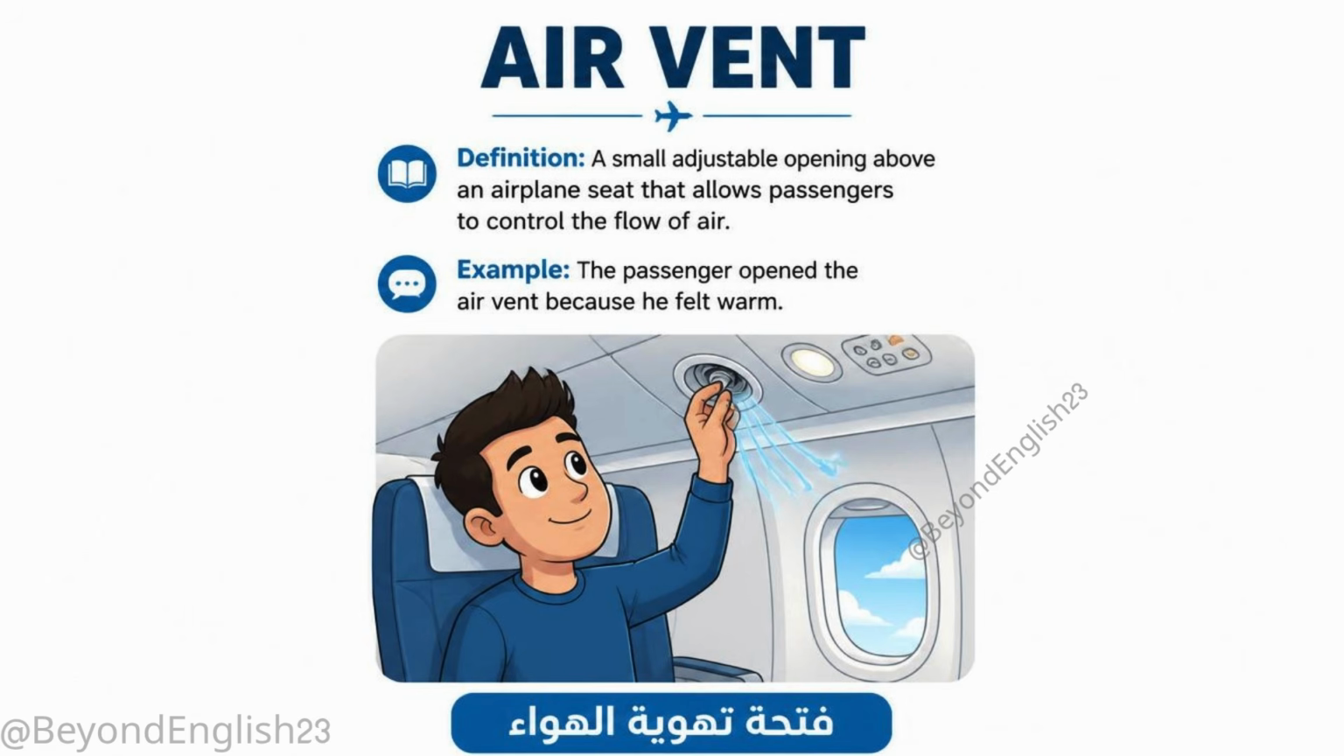8. Air vent. An air vent is a small adjustable opening above your seat that allows you to control the flow of fresh air during the flight. Example: she opened the air vent because the cabin felt warm.